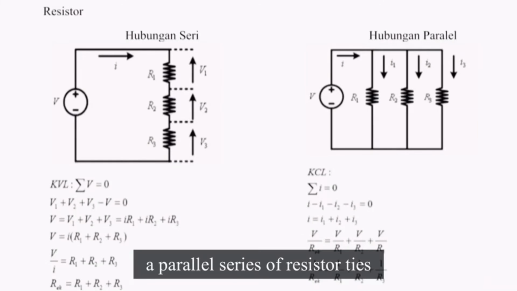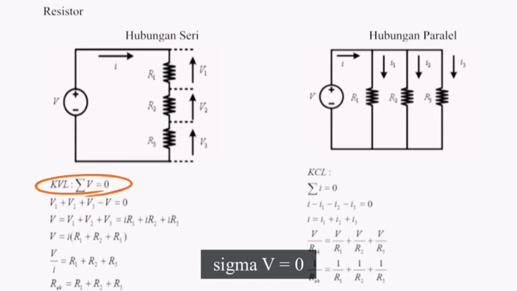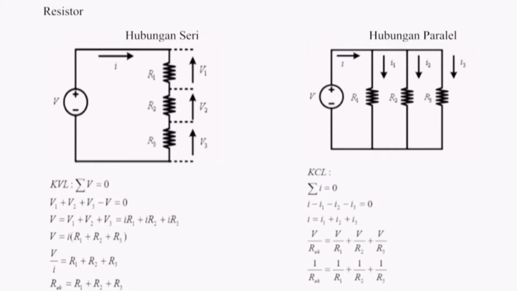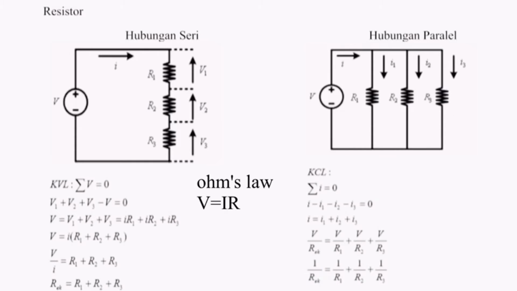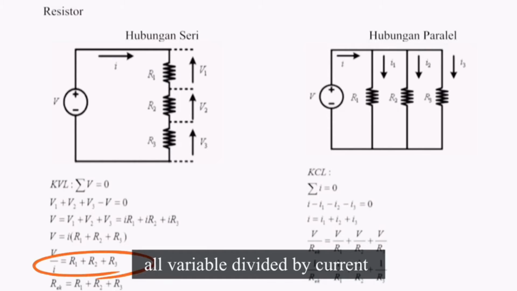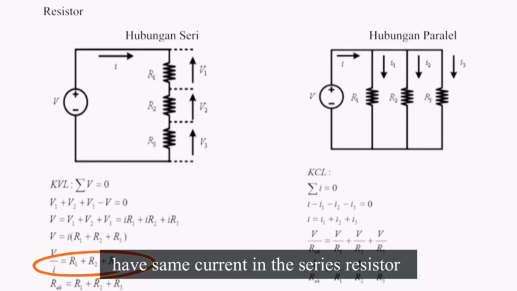For a series resistor circuit, Kirchhoff's voltage law gives sigma V equals 0. So V1 plus V2 plus V3 minus V is 0. Using Ohm's law, V equals IR, and dividing all variables by the current gives the total resistance in the series resistor circuit.